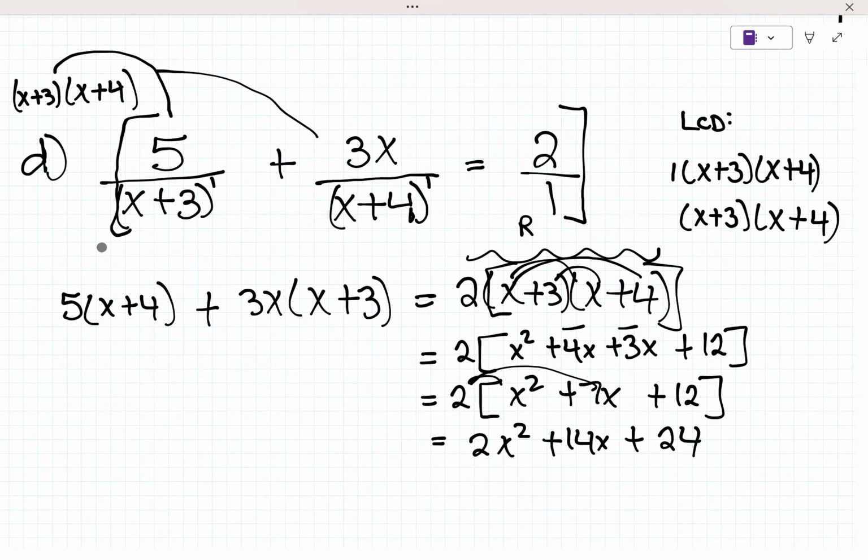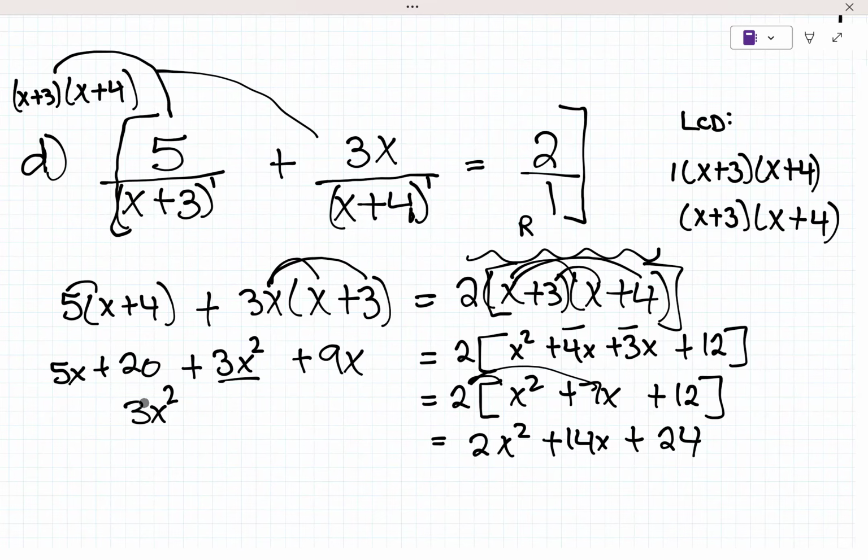Okay, now let's do the far left. FOIL this out: this is going to be 5x plus 20, plus 3x times x is 3x squared, and 3x times 3 is 9x. Let's see, I can collect like terms. So we have a 3x squared, and then I have a 5x and a 9x. That's 14x. And then you have this plus 20.